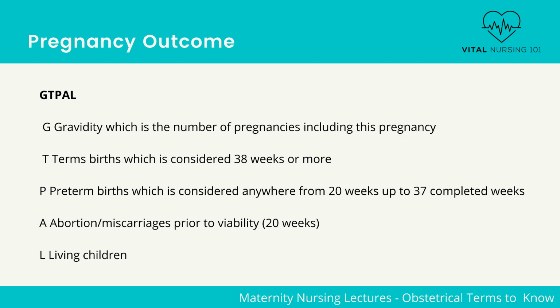T means term births, which is considered 38 weeks or more. P means preterm births, which is considered anywhere from 20 weeks up to 37 completed weeks. A means abortion or miscarriages prior to viability. L means living children. Let's do a practice question.